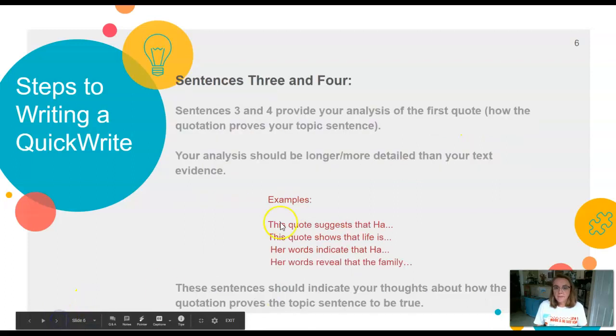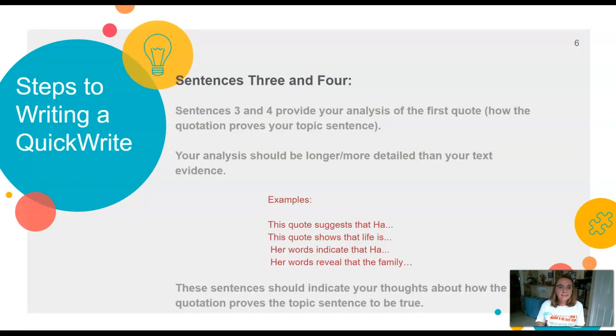Okay, sentences 3 and 4. They provide analysis of your first quotation. That's how the quotation proves your topic sentence. Okay, so you have your topic sentence, you have a piece of evidence from the text, and then sentences 3 and 4 combine those two together to say, this is how the quotation proves what I believed to be true in my topic sentence actually true.